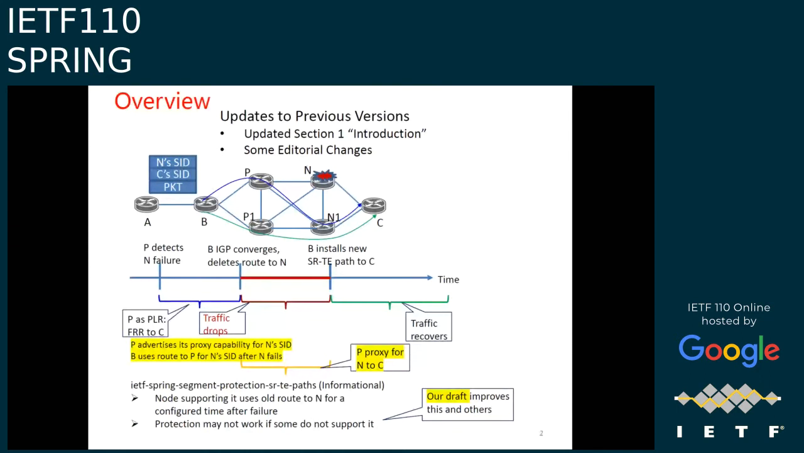I think for the existing draft, one node doesn't know whether the other node has this capability. So it just uses the old routes to the failed node for some time. But our node has more information about which nodes are capable, and then we can send the traffic along those nodes which are capable, and we have more chance to get the traffic to the node next to the failed node. We can provide the protections even though some of the nodes do not support these functionalities.